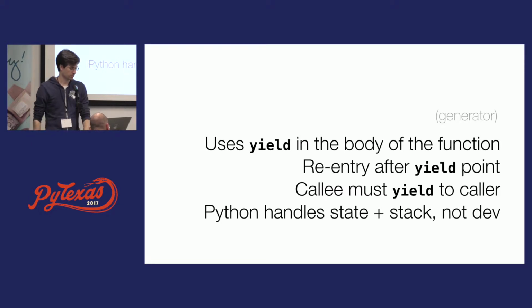When you call next on the generator, because generators expose an iterator, it will pick up immediately after that previous yield point. That's really important for coroutines, right? Because that means there's a lot of stack and state management that happens in there, and you don't have to worry about that.